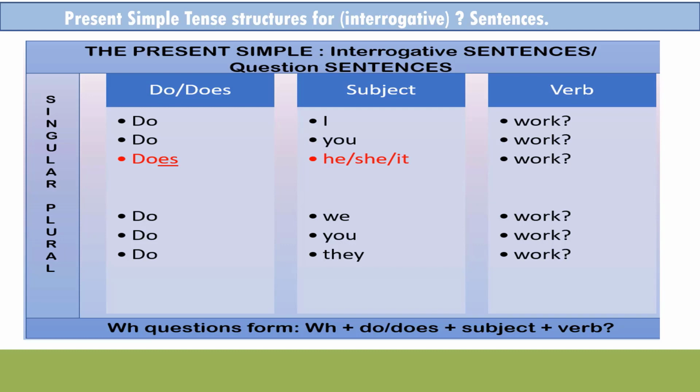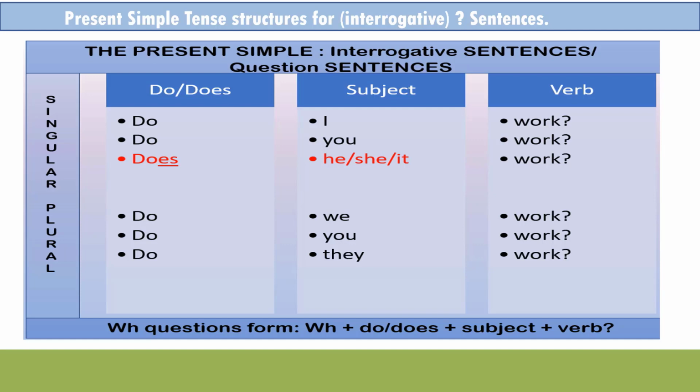Okay, remember in positive sentences it was the main verb that changes for third person singular. For the negative sentences we use the short form of the auxiliary verb. So we used don't or doesn't, and that was where the auxiliary verb was carrying the S. And also for question sentences we can see now that the auxiliary verb is carrying the S and the main verb does not change.